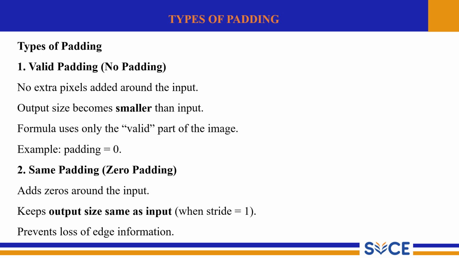Now let's move on to same padding. It is also known as zero padding. In same padding, zeros are added around the border of the input image before convolution. This allows the filter to slide over the edges as well as the center of the image. When the stride is equal to 1, same padding ensures that the output size remains the same as the input size. It also helps to preserve important information at the edges of the image, which might otherwise be lost.